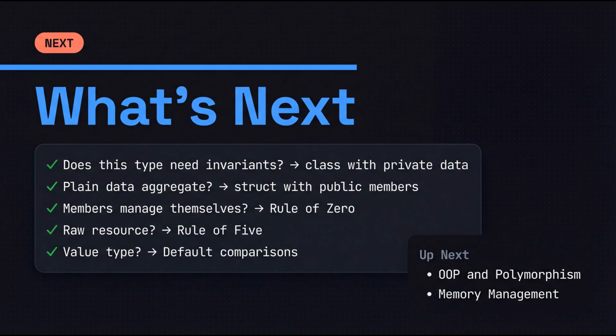Does it own a raw resource? Apply the rule of 5. Define or delete all 5 special members. Is it a value type that should be comparable? Add the defaulted spaceship operator.